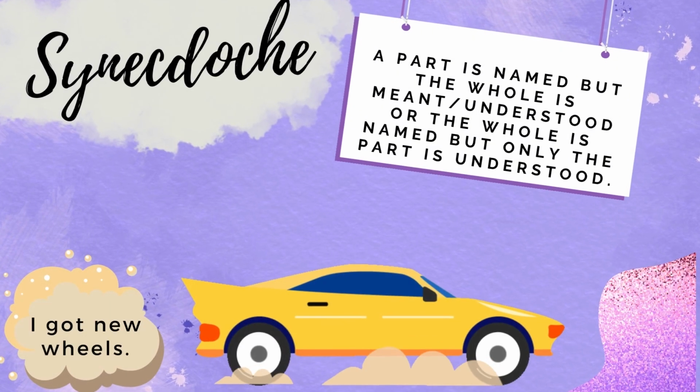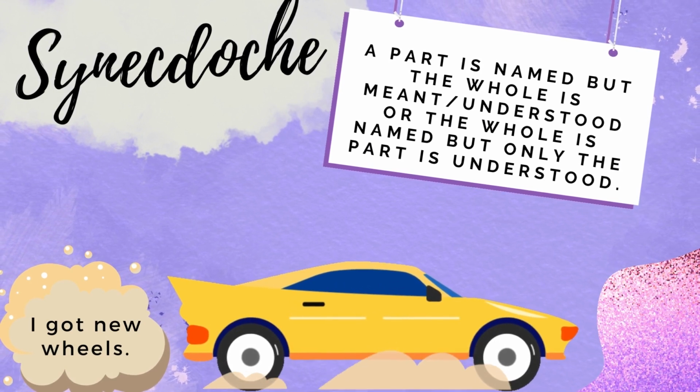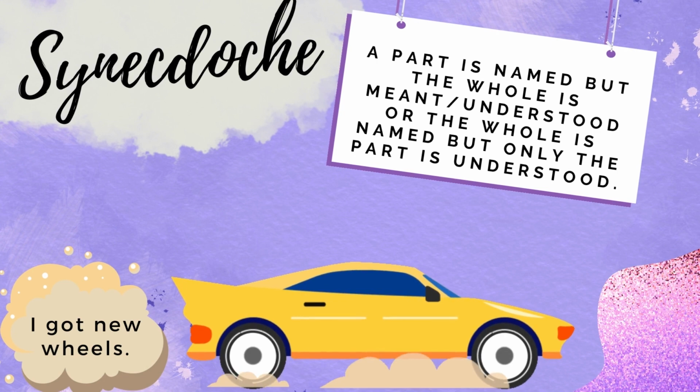When a writer names a part of something, but intends to refer to the whole object, it is called Synecdoche. Like when I say, "I got new wheels." I am actually referring to the new car I bought, not the tires.